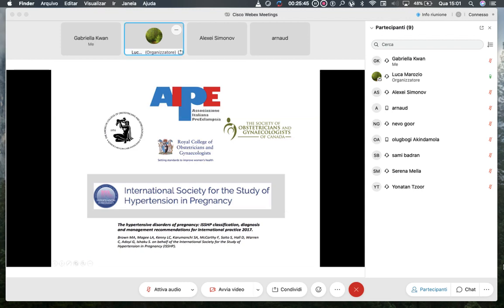American College of Obstetricians and Gynecologists. These are the Royal College of Obstetricians and Gynaecologists, Canadian. And this one is the most important guideline though, because it's international, not a national guideline. It's from the international society, called the International Society for the Study of Hypertension in Pregnancy.